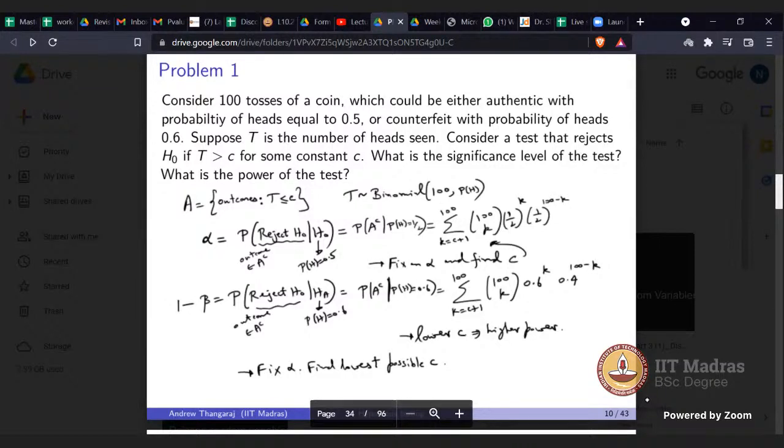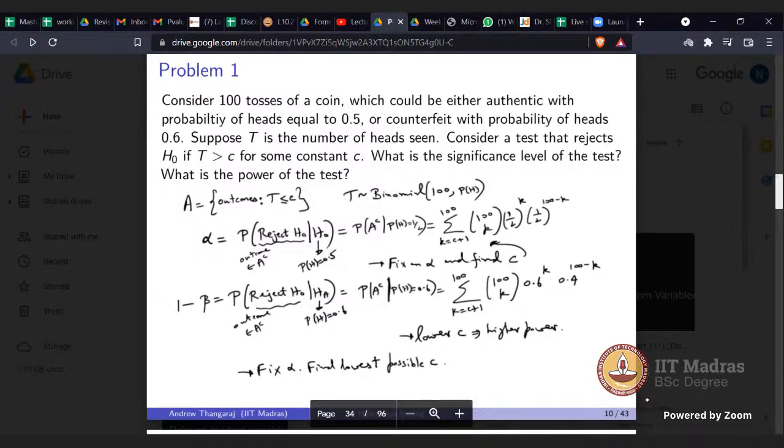So what is the significance level? Significance level is alpha, right? So what is alpha? Alpha is, given your H naught is true, the probability that you will reject your null hypothesis. That is, the probability that you reject the hypothesis when the probability of head equals 0.5. Okay, so that is called the significance level.